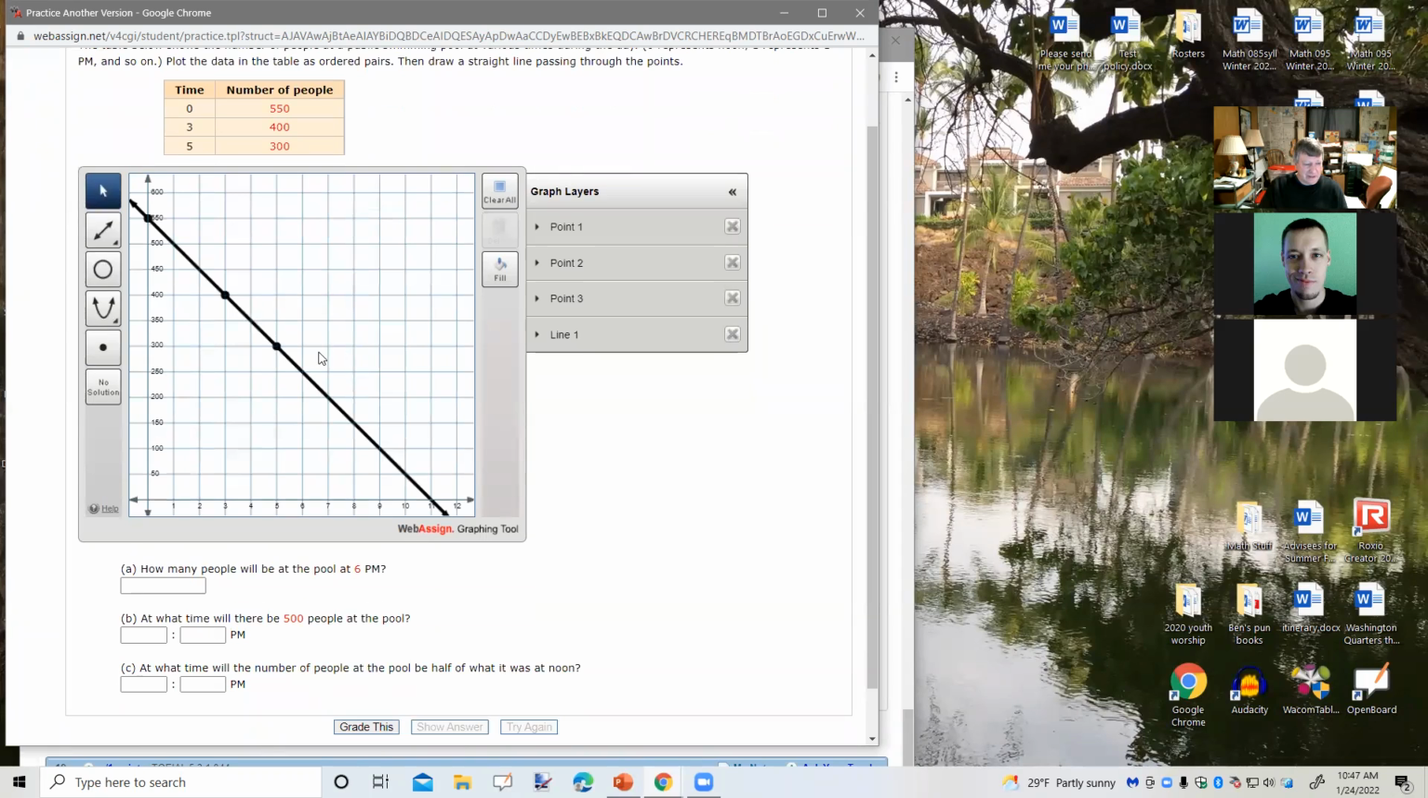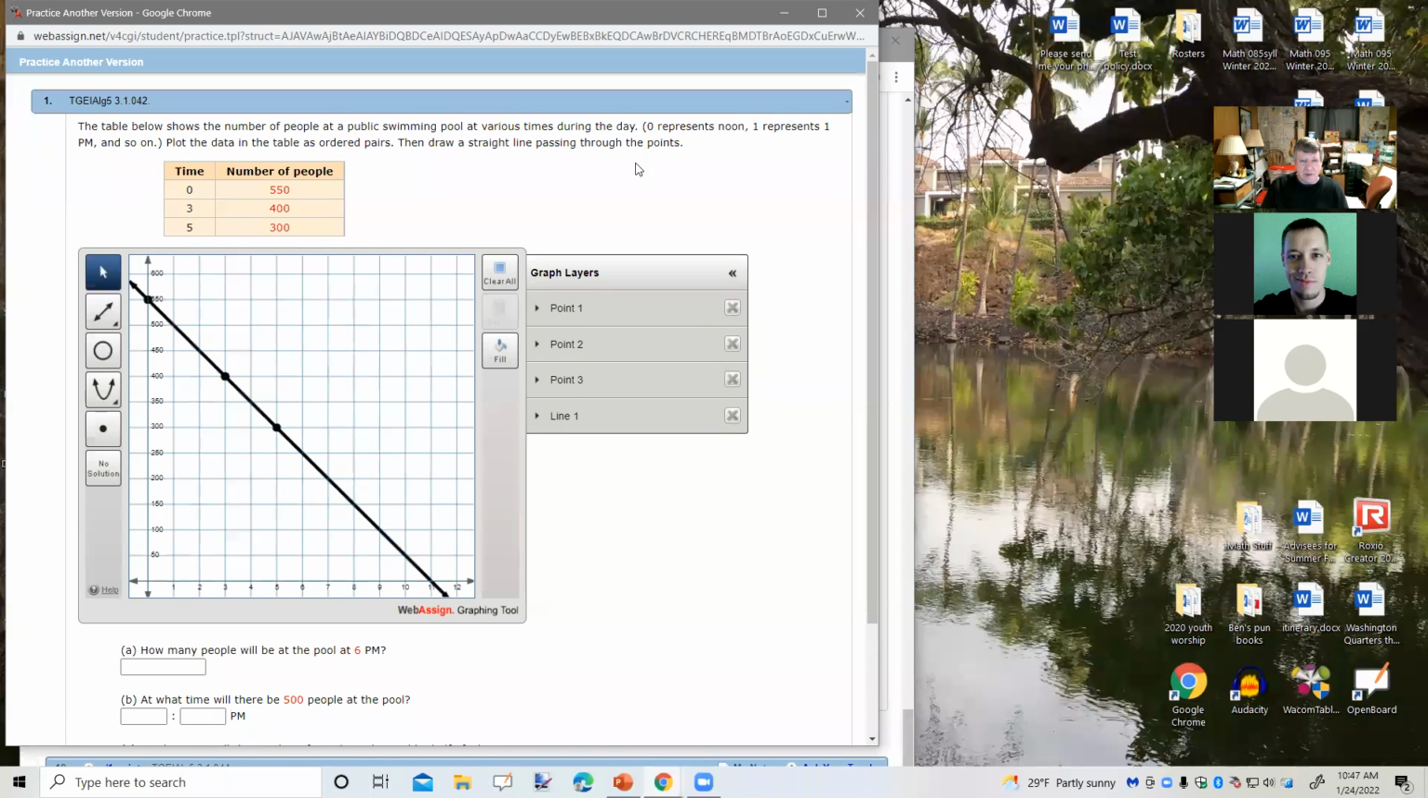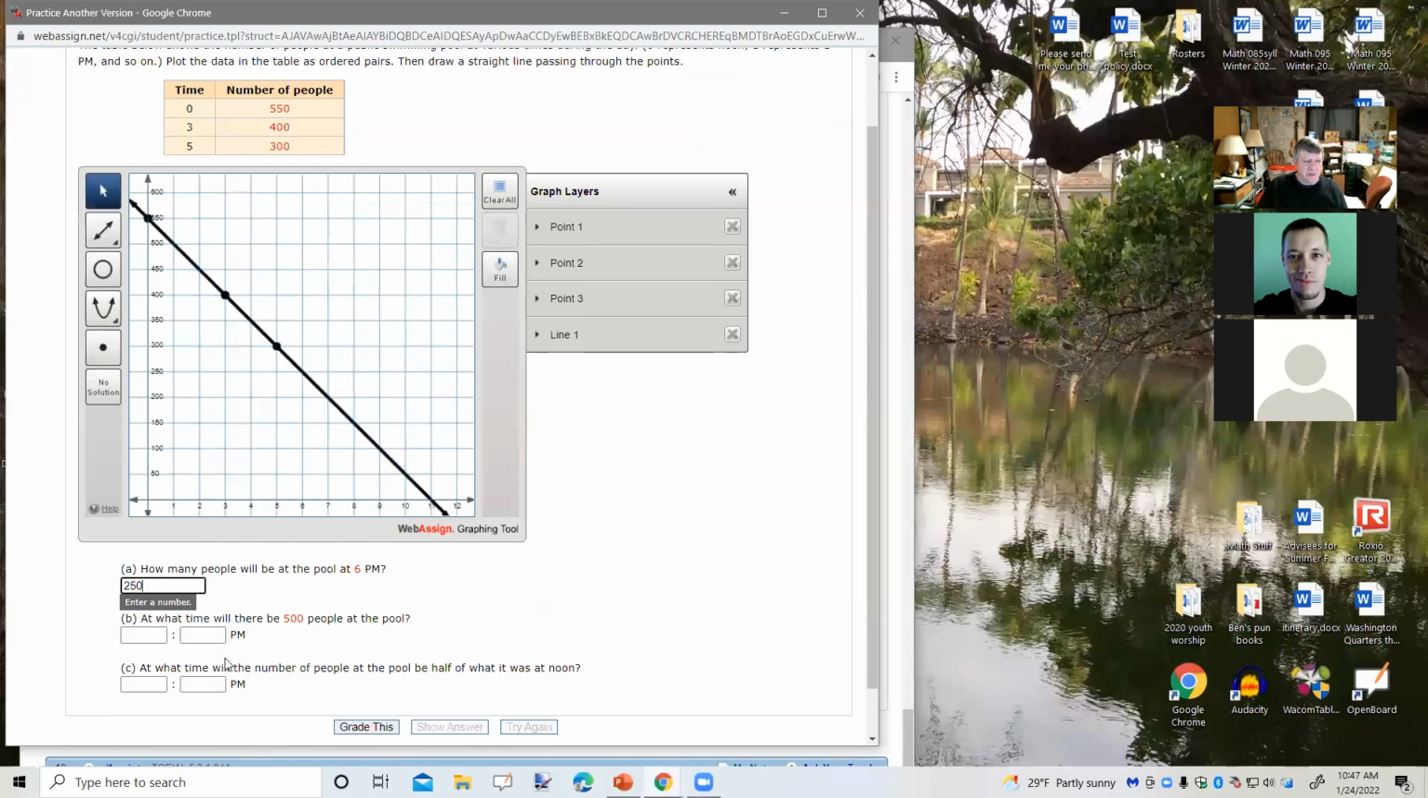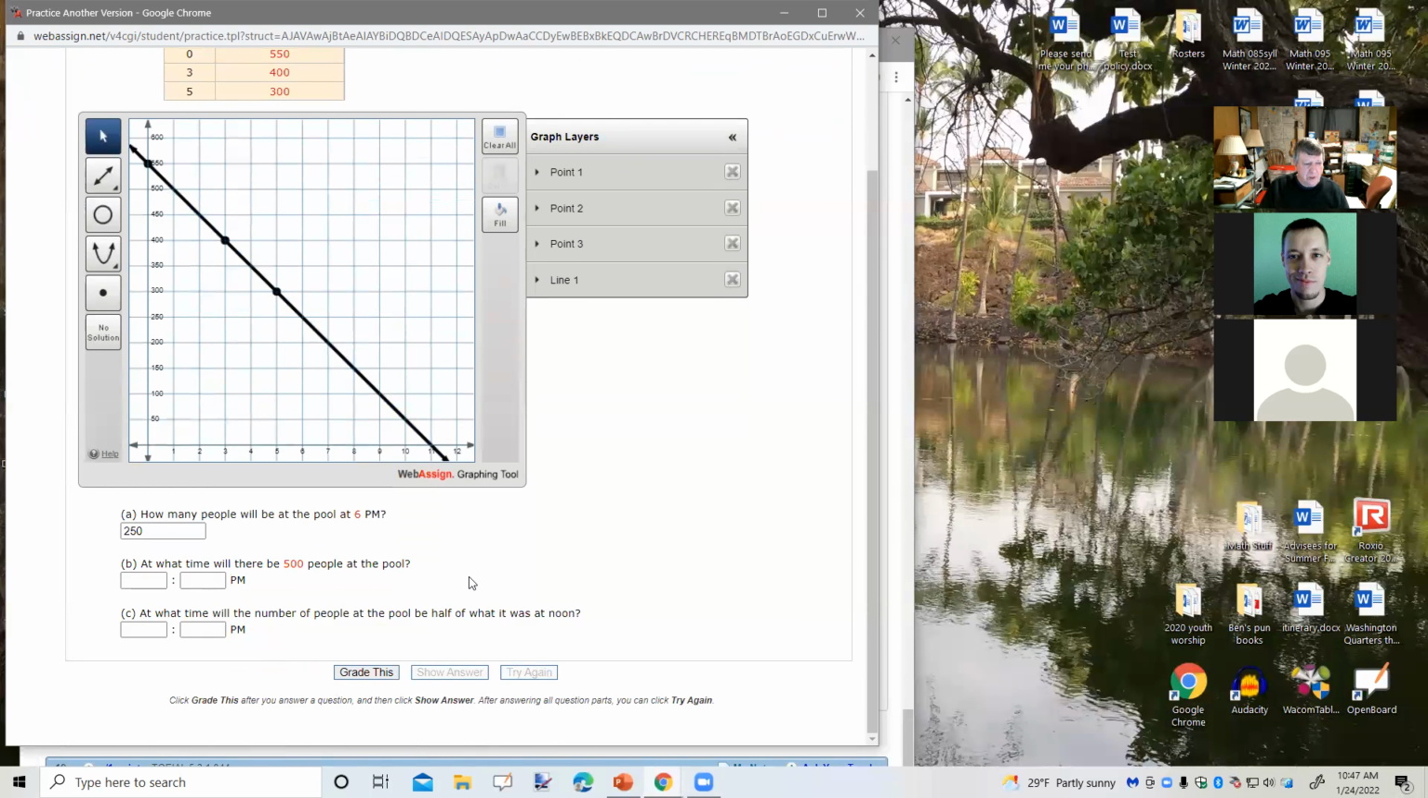So again, okay, now, how many people will be at the pool at 6 p.m.? Recall that 0 represents noon. So 6 p.m. is right here. And if I go up there, the y coordinate is 250. So how many people will be at the pool at 6 p.m.? 250. Okay.